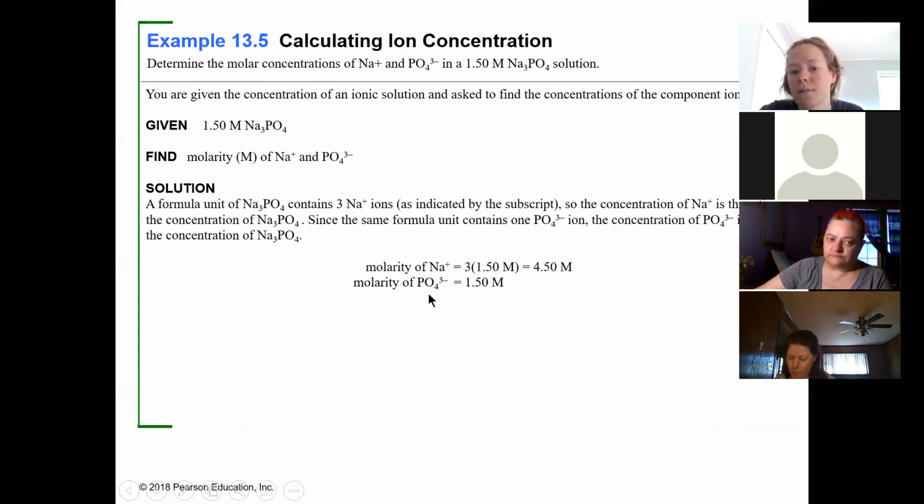The molarity of the phosphate, because there's only 1 of them, it's going to have the same concentration as the overall. So in order to calculate the concentration of the individual ion, you take whatever the initial concentration was, and you just multiply it by whatever the subscript is.